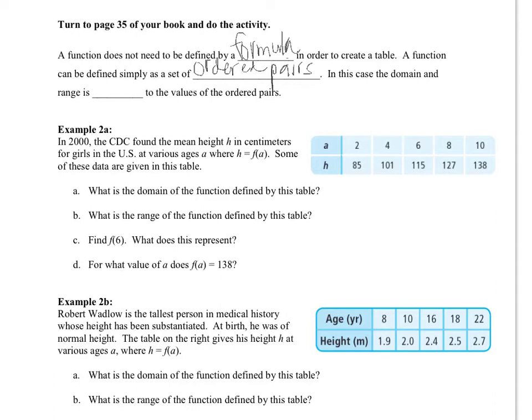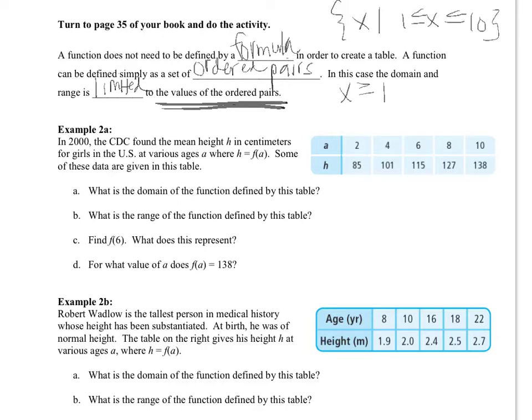In this case, the domain and range is limited, and this is very important. It's limited to the values of the ordered pairs. We're not going to say x is greater than or equal to 1, or do set builder notation anymore. We're not going to say x has to be such that x is greater than or equal to 1 and less than or equal to 10. Not with tables. With tables, we just list the ordered pairs for the domain and range. So let's go through an example so you can see that.